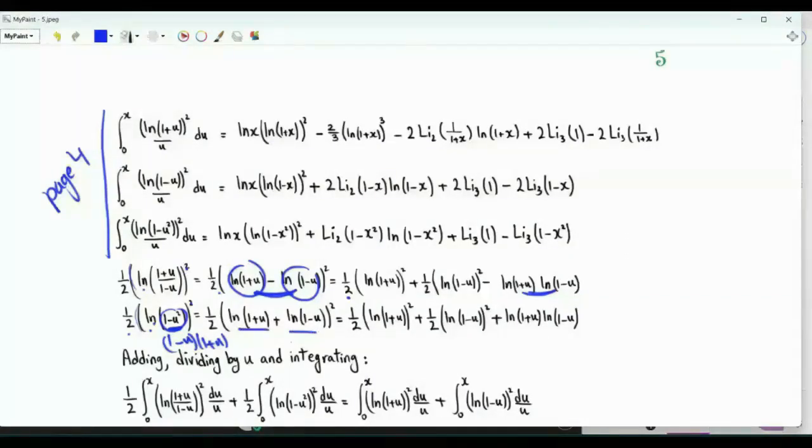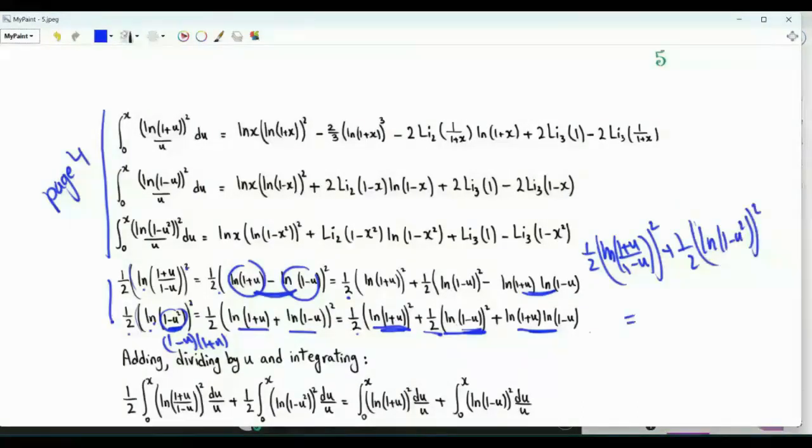The logarithm can be written as this sum. And when we square, we get 1/2 ln(1 plus u) all squared plus 1/2 ln(1 minus u) all squared, and then the product again. If we add, we get that 1/2 ln((1 plus u) over (1 minus u)) all squared plus 1/2 ln(1 minus u squared) all squared is equal to ln(1 plus u) all squared plus ln(1 minus u) all squared. These guys go away.